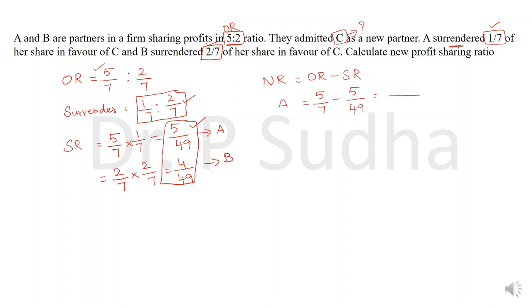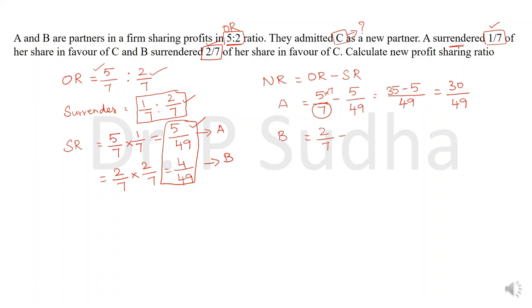Now taking common LCM. 7 sevens are 49. So 49 is the common denominator here. And if we have to convert this 7 into 49, what should we do? We should multiply it by 7. So 5 into 7, 7 5s are 35, minus 5 is equal to 30 divided by 49. For B, the old ratio is here, 2/7.